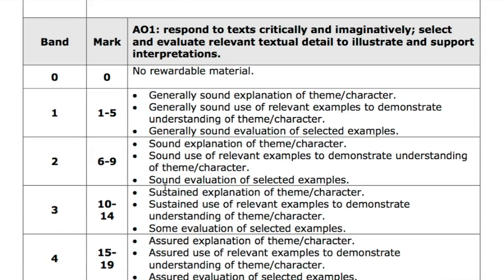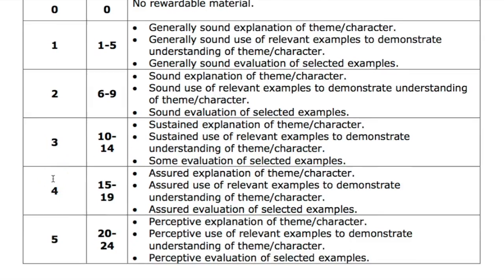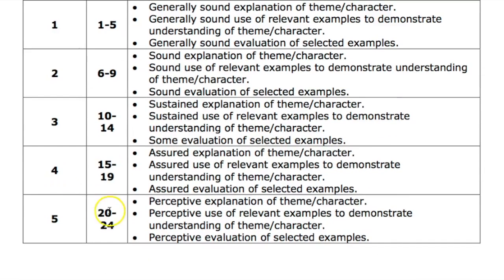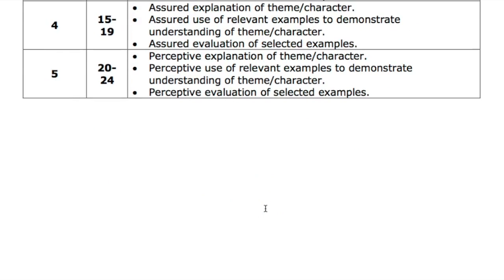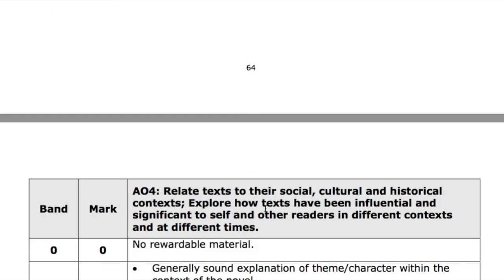And then let's have a look at how you can achieve these absolute top marks in AO1, so these are the really, really high marks here. You need to provide a perceptive explanation of theme and character, so that's the treatment of Crooks. Perceptive use of relevant examples, that's the evidence from the text. And perceptive evaluation. Again, it's not good enough to just say that he lives in a barn or that other characters treat him badly. We need to show what John Steinbeck is doing by using that in the text.